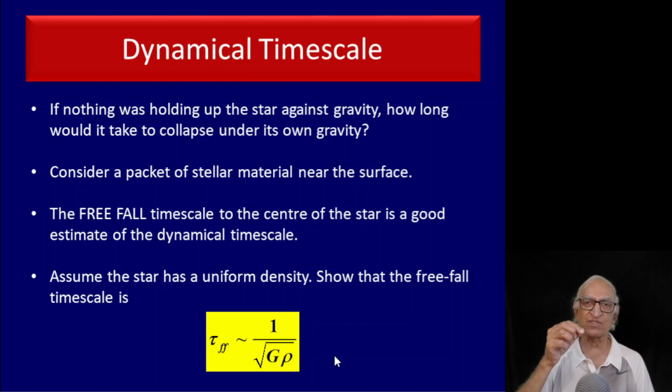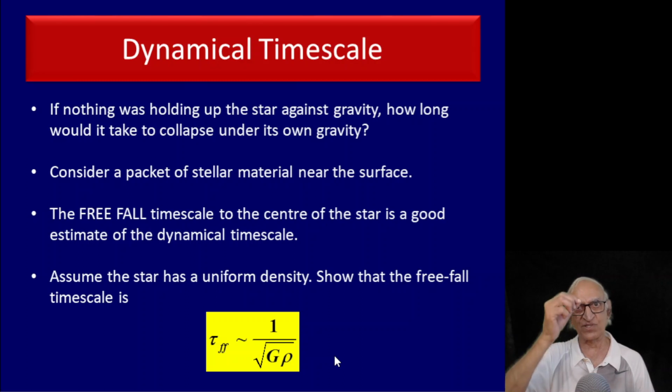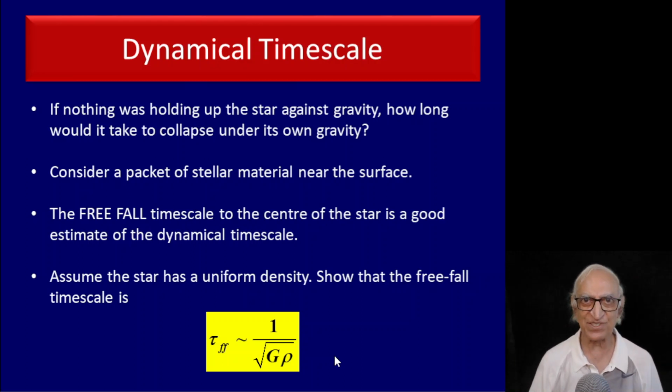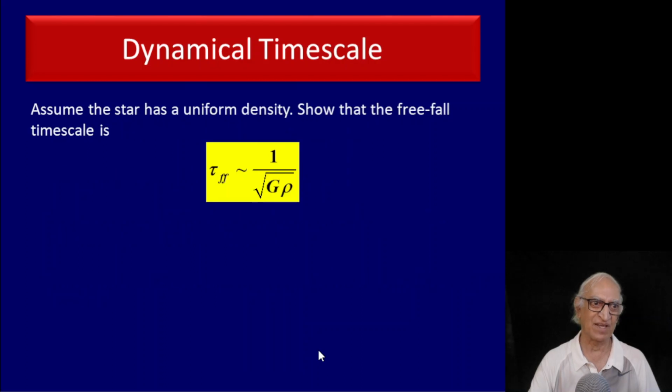And of course the stone is not going to stop at the center, it will go right through to the other side and it will oscillate and there will be simple harmonic motion. Convince yourself that the period of this simple harmonic motion is also given by this same formula, 1 over square root of G rho. It's a very beautiful result. Please do this and convince yourself.